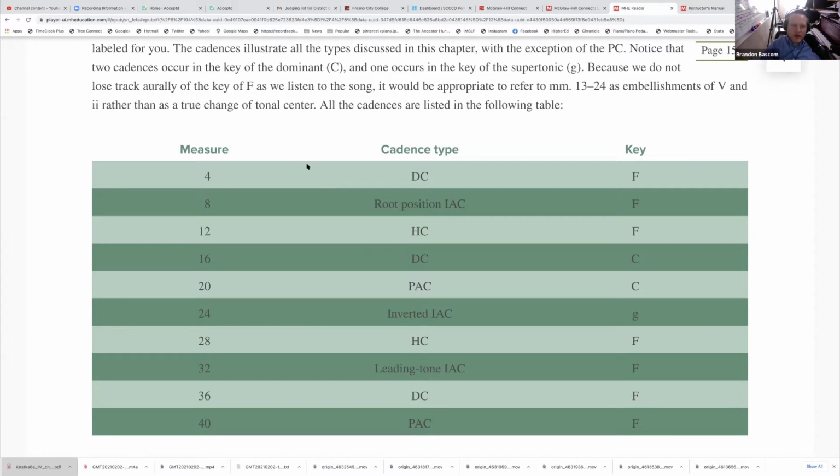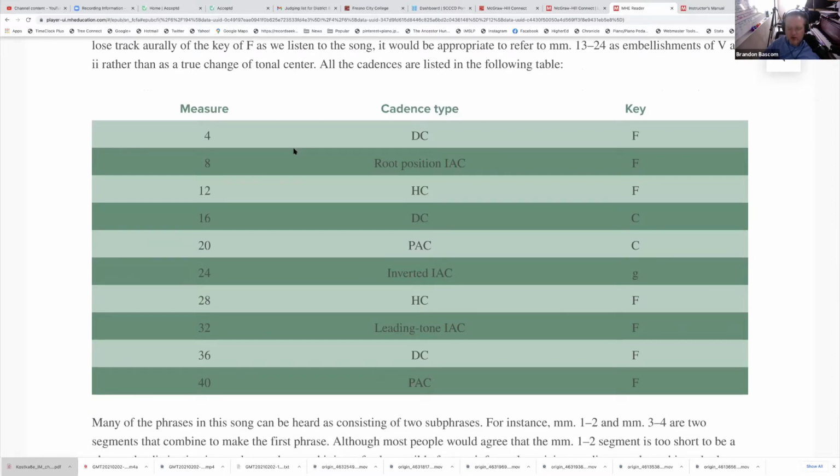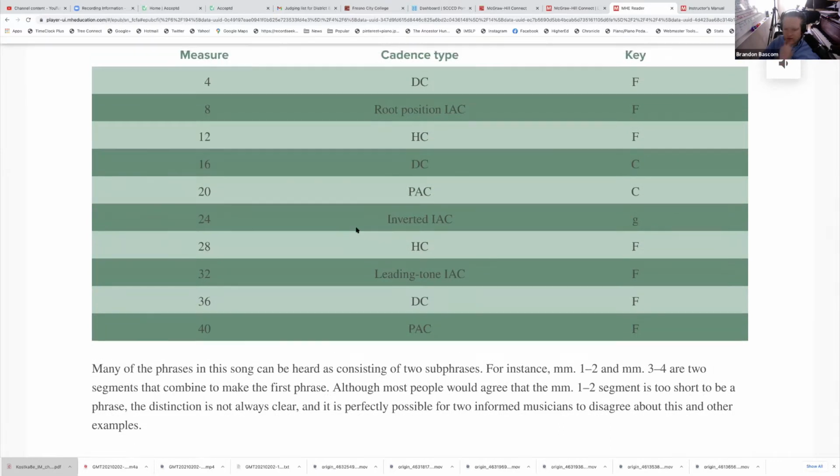Notice that 2 cadences occur in the key of the dominant and 1 occurs in the supertonic, G. Because we do not lose track aurally of the key of F as we listen to the song, it would be appropriate to refer to measures 13 through 24 as embellishments of 5 and 2 rather than as true change of tonal center. All the cadences are listed in the following table. Awesome. Questions? Now the fun part. Do we have to state the key our cadences come in all the time? Yes, you will. But it'll be blatantly obvious when you've got your Roman numerals, right? Hopefully. Unless they try to trick you and change keys or pretend they're changing keys.